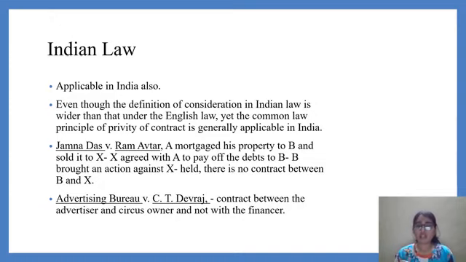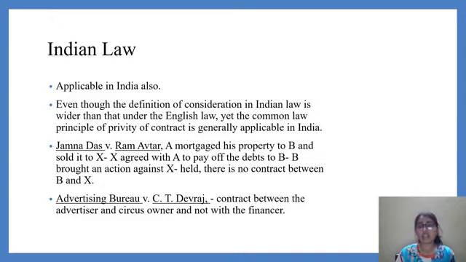So in this particular case, there was A and there was B, and there was a property. A, the owner of the property, mortgaged this property to B, and A then sold this property to X, with X agreeing to pay the debts to B. So there was an agreement between X and A that X will pay off the mortgage debts of the property to B. Now B brought an action against X.